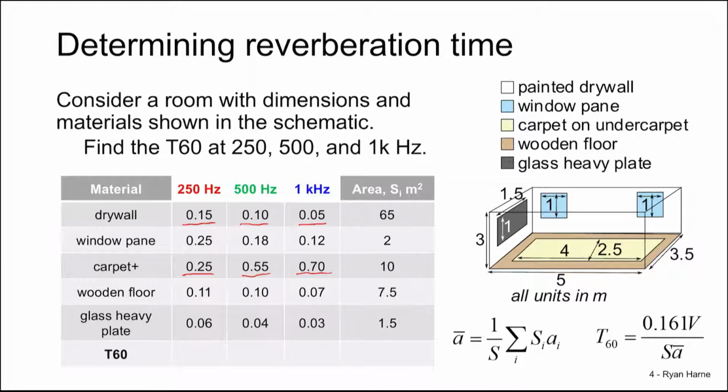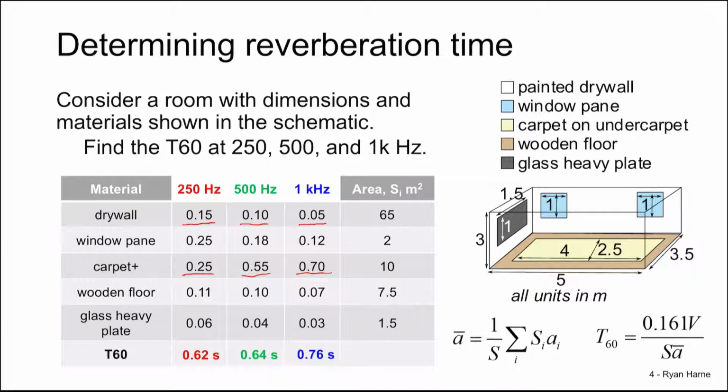Using our area average for the total room absorption coefficient, we can ultimately compute the reverberation time T60 at 250 Hz and see that it is 0.62 seconds. At 500 Hz, it's slightly greater, 0.64 seconds, and at 1 kilohertz, it's 0.76 seconds. In other words, this calculation is fairly straightforward, given knowledge of the dimensions of the room, the distinct surfaces in the room, and knowledge of the absorption coefficients per octave band.